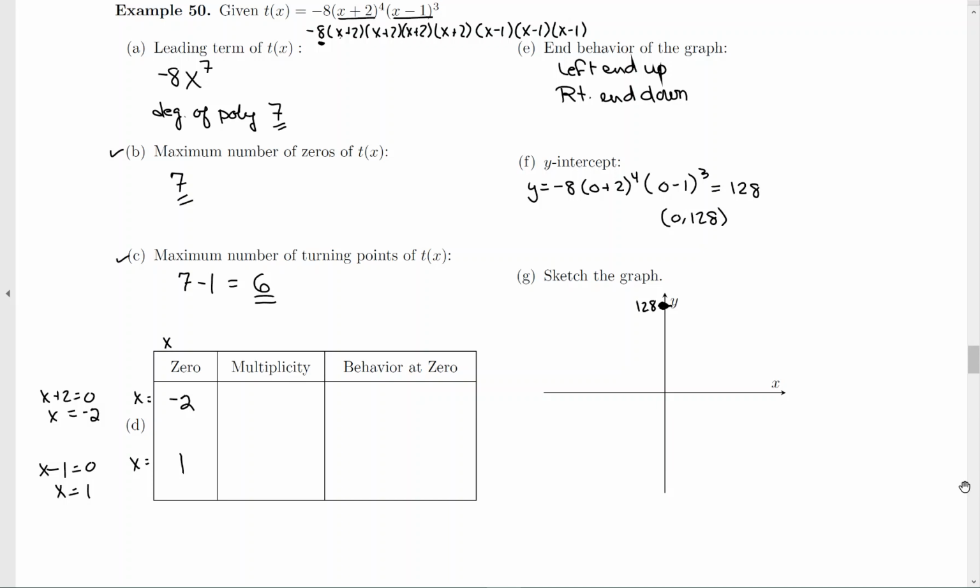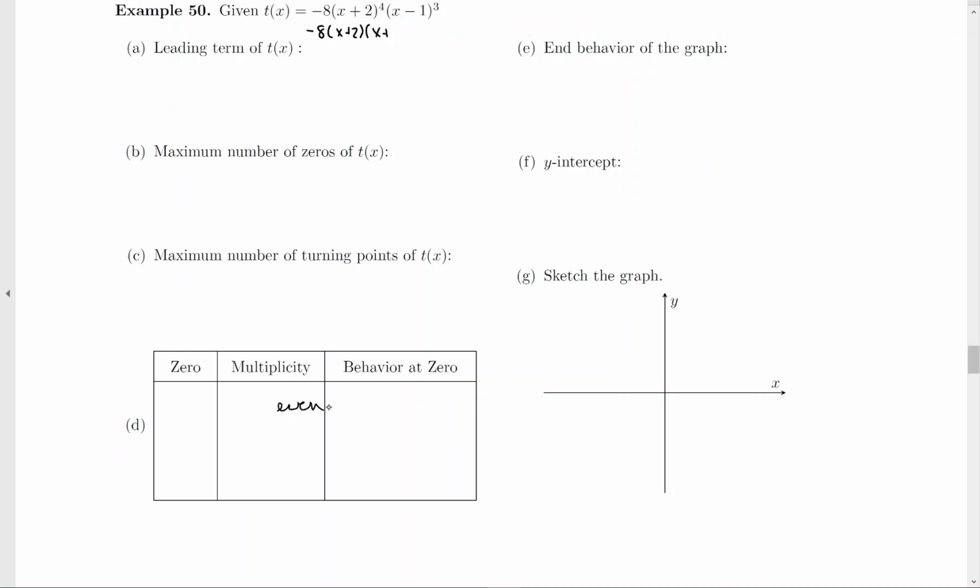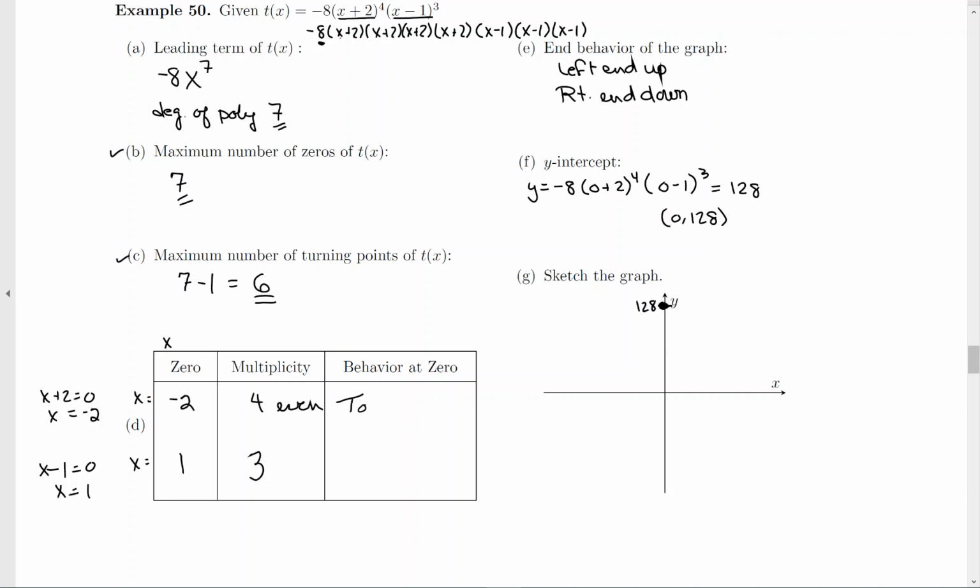Looking at the multiplicity though, on x plus 2, the factor had a power of 4 attached. That's its multiplicity. X equals 1 came from the factor x minus 1. X minus 1 had a factor of 3 attached to it, so our multiplicity is 3. Multiplicity of negative 2 is 4, which is an even number, which means I'm going to do a touch and turn. And x equals 1 had an odd multiplicity attached to it, which means we're going to do a cross through.